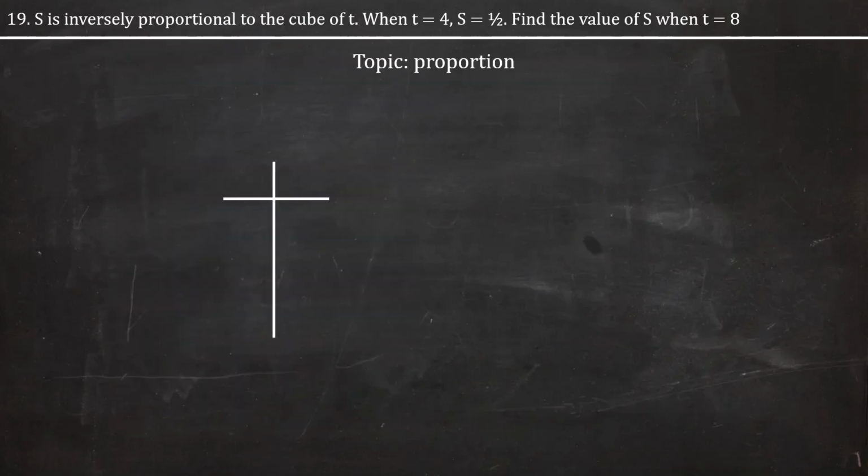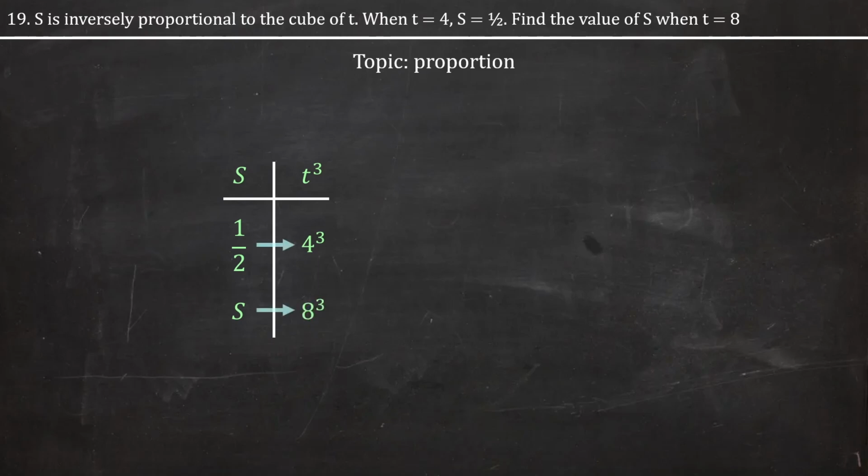Question 19, we have a proportion question. So first I'm going to set up a table here. I have S and I have T cubed. Remember, if something is squared, cubed, square rooted, that means that all the elements on that column have to do the same. So when S is a half, T is 4, so 4 cubed. Find the value of S when T is 8, so I'm going to do 8 cubed.